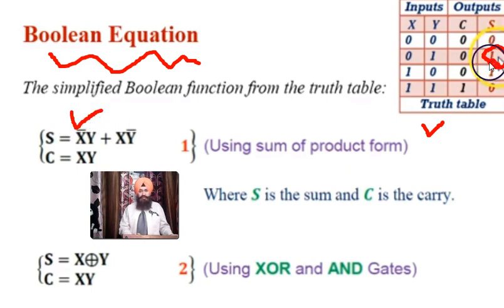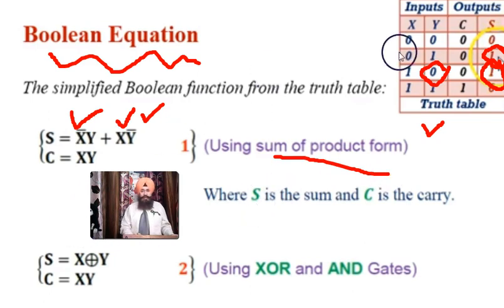Now the second min term: where is the second 1 in the sum? Here. And what about the inputs? Here x is 1, that means only x, but for this one y is 0, that means y complement. And you put a plus sign here, because the min terms are in sum of product form.